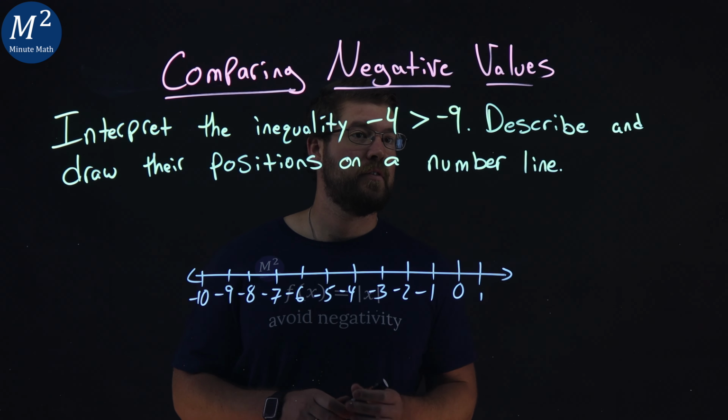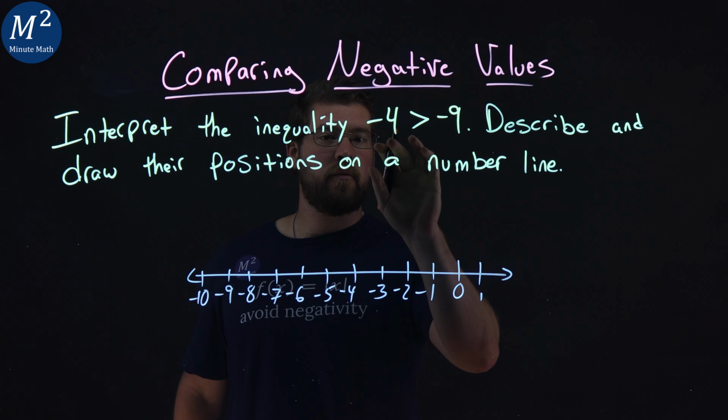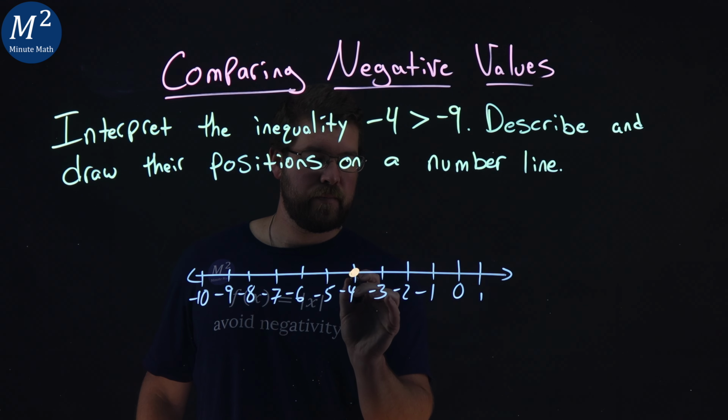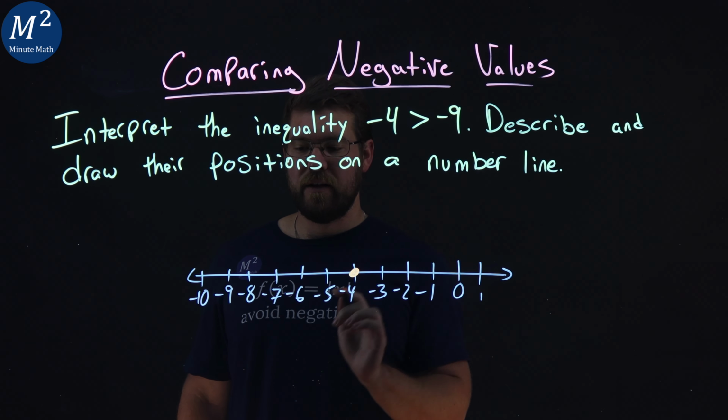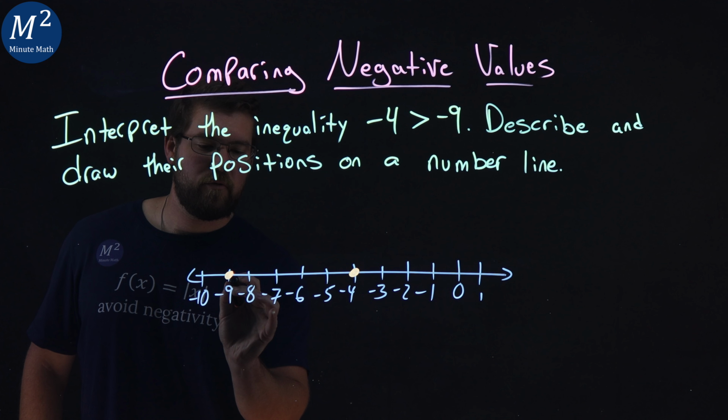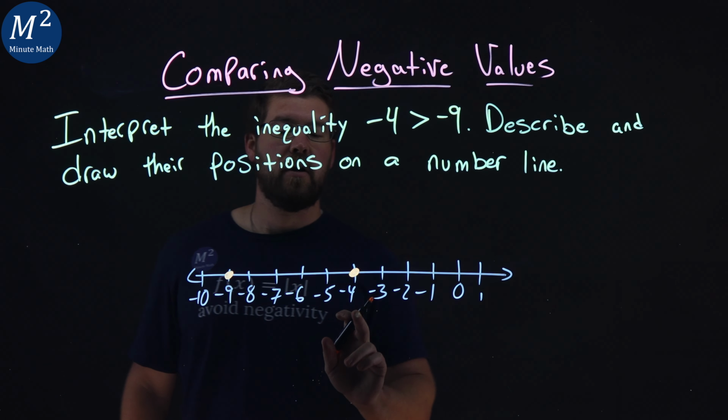Now if we draw the positions on the number line, -4 first is right here, and -9 is right there. So we've drawn the positions on our number line.